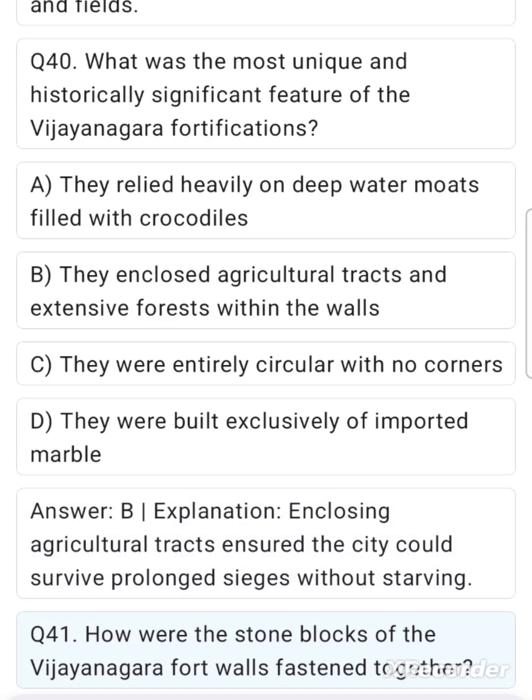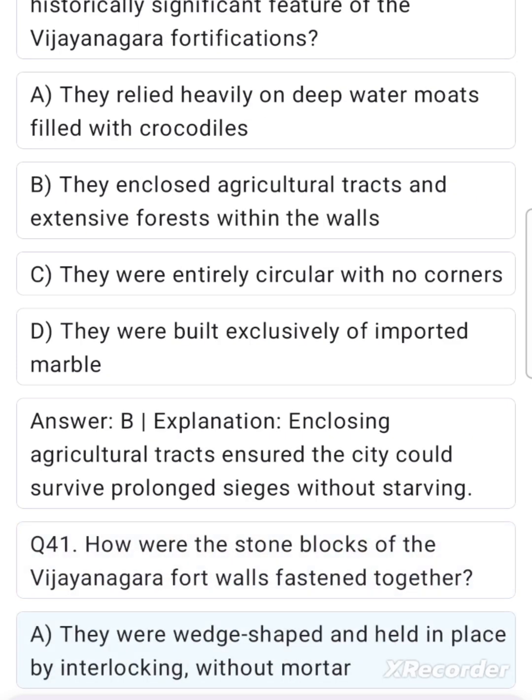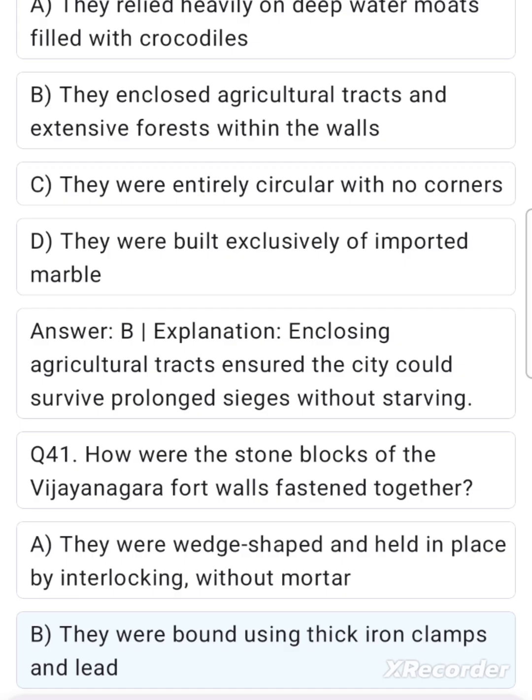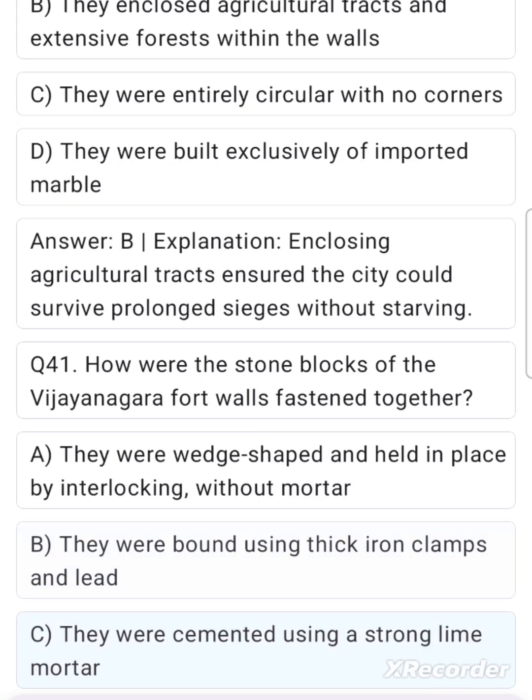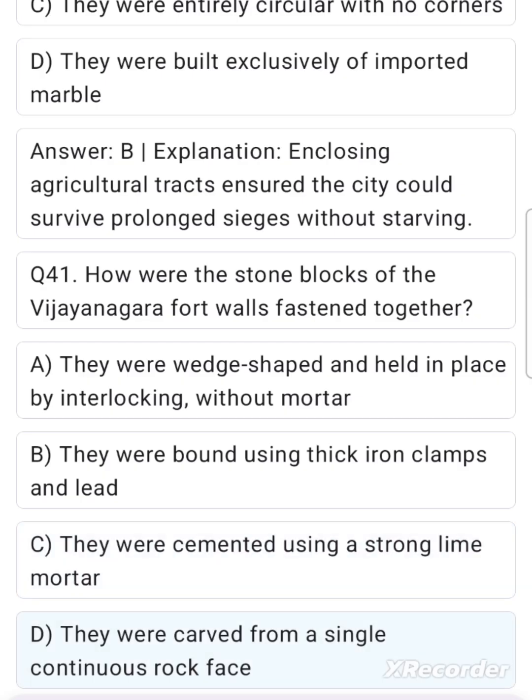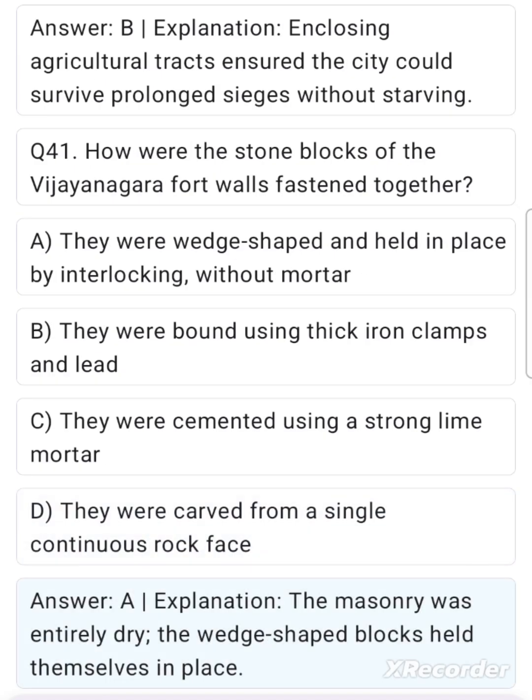Q41. How were the stone blocks of the Vijayanagara fort walls fastened together? A. They were wedge-shaped and held in place by interlocking, without mortar. B. They were bound using thick iron clamps and lead. C. They were cemented using a strong lime mortar. D. They were carved from a single continuous rock face. Answer: A. Explanation: The masonry was entirely dry. The wedge-shaped blocks held themselves in place.